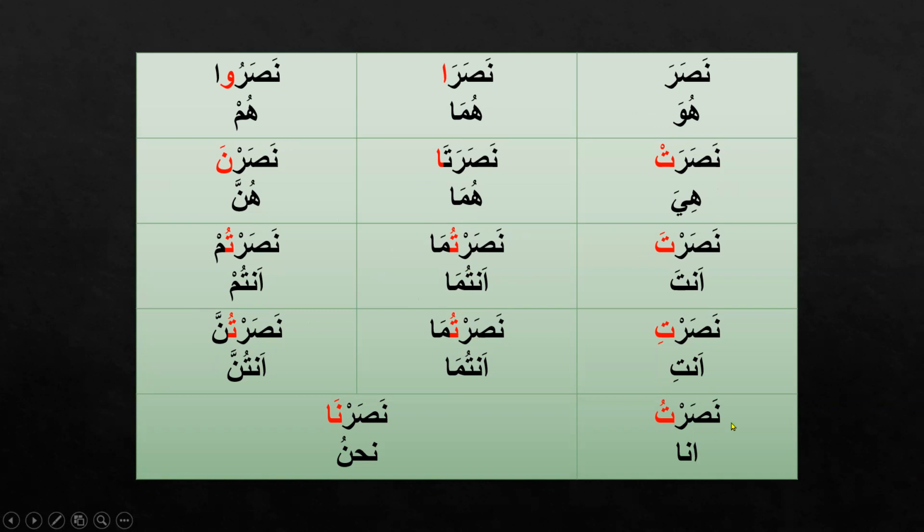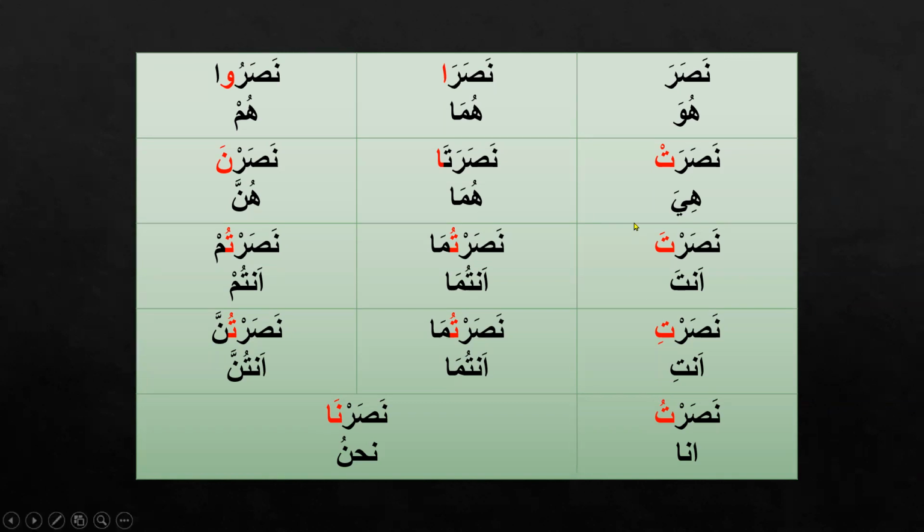Ana Nasartu. Here, ta with the damma is used for ana. Ana nasartu and nahnu nasarna. So here you can see all these ta. They are all different. These points that I'm mentioning will be very helpful for you to memorize this chart, because these are just the markers, or indicators, to remember, because these are all going to be repeated for all the words that you are going to make.